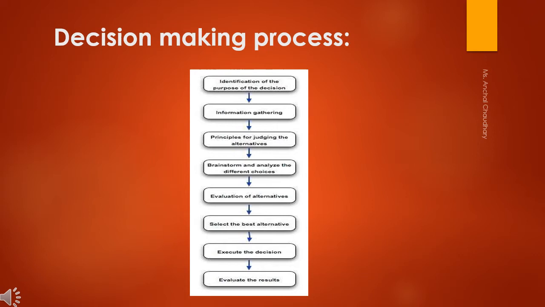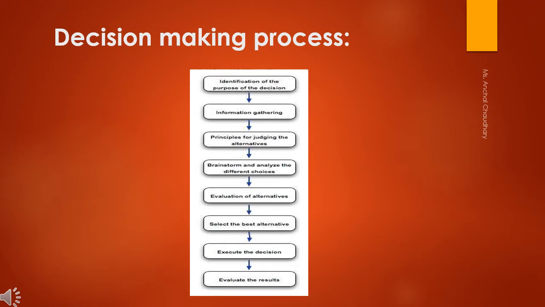Then after that, the next step is principles for judging alternatives. It's a kind of baseline criteria for judging the alternatives that should be set up. When it comes to defining the criteria, organizational goals as well as corporate culture should be taken into consideration. So now you have to decide what the exact alternatives available to you will be, and what the criteria are to judge the alternatives which are available to you.